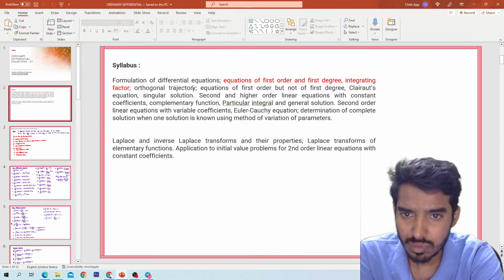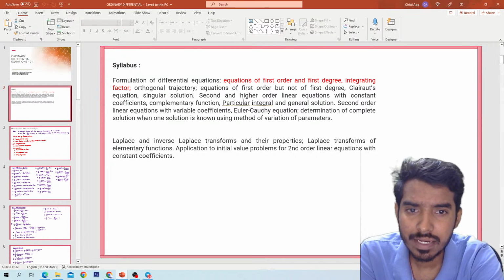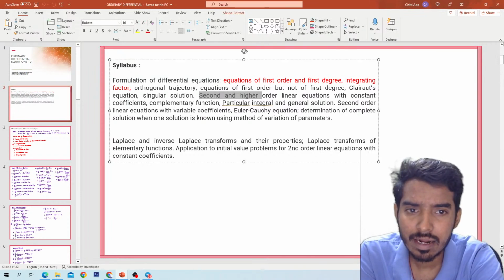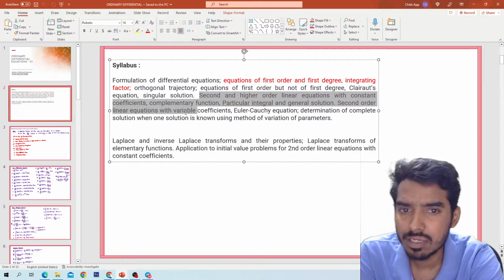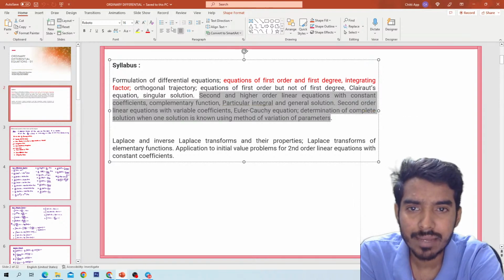This is what I started with, right? So we have completed equations of first order and first degree, integrating factors, and then we have also completed second and higher order linear differential equations with constant coefficients, and then second order linear equations with variable coefficients, that's called Cauchy-Euler equation. And then we also completed the method of variation of parameters, right? So we have already completed all these topics.